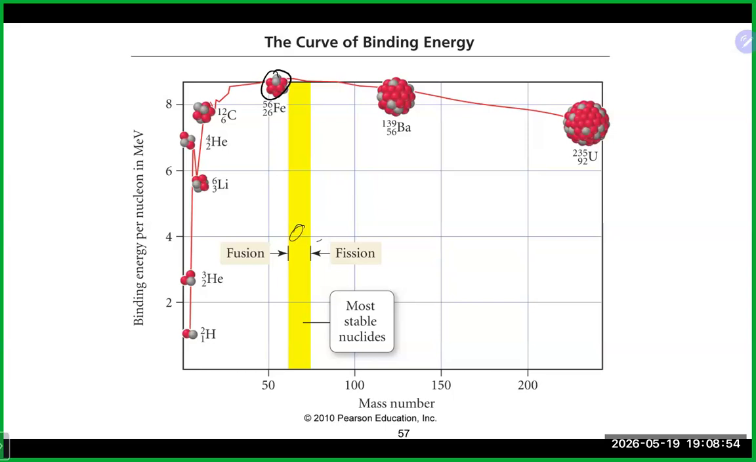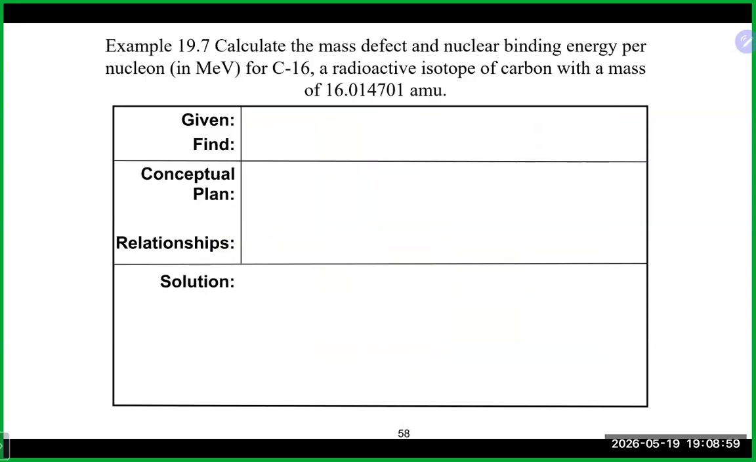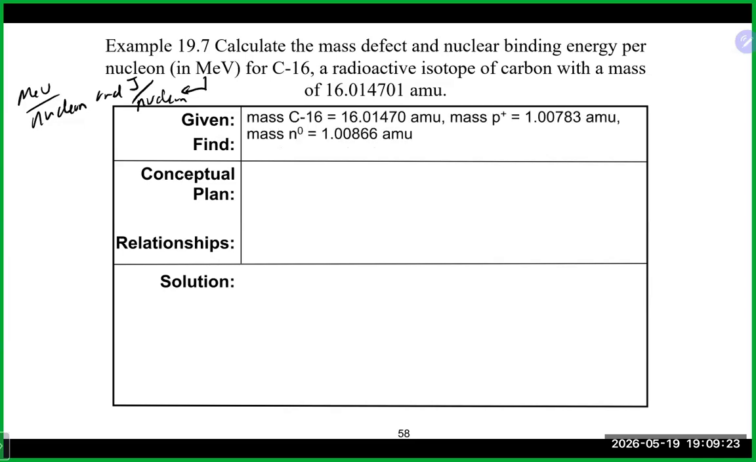All right, so we're talking about nuclear binding energy. Why don't you give it a try? We want to calculate the mass defect and the nuclear binding energy per nucleon in mega electron volts. Why don't we do both? Let's do mega electron volts per nucleon and joules per nucleon as well. We'll give you some proton and neutron masses. Why don't you give it a go and see what you come up with. Carbon's number 6 on the periodic table.